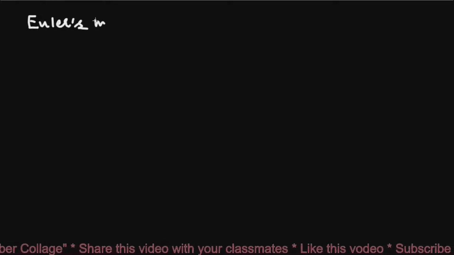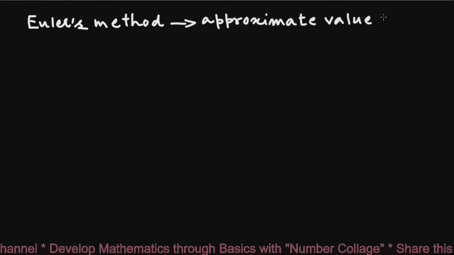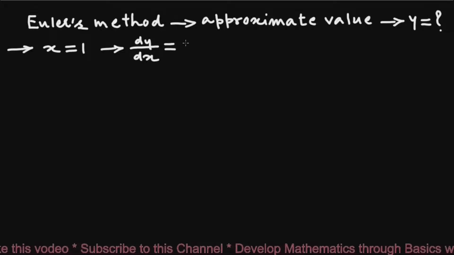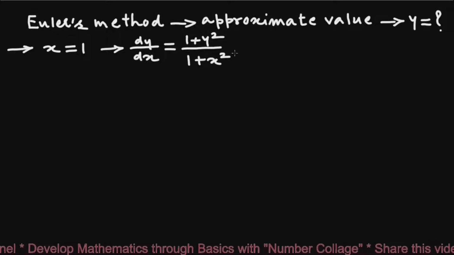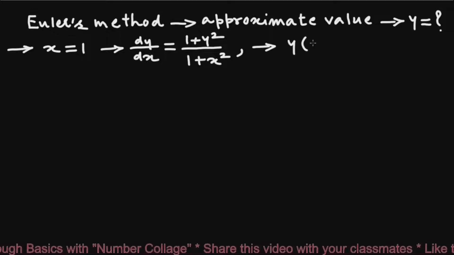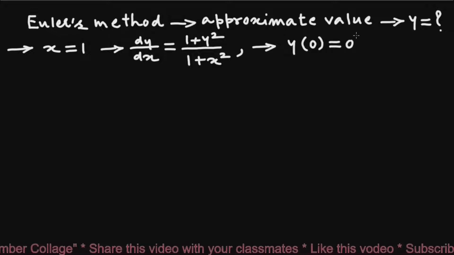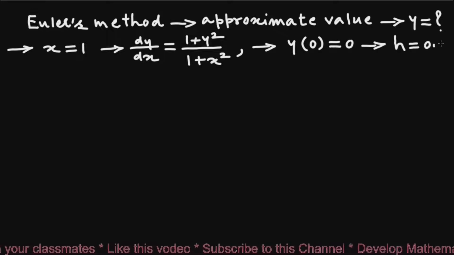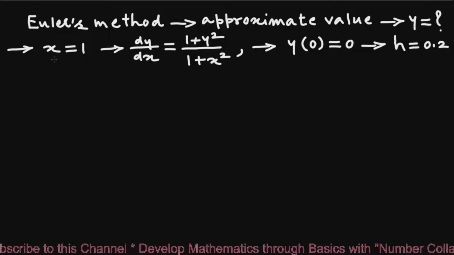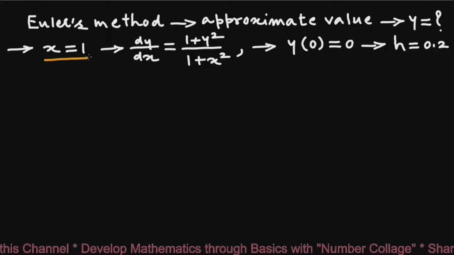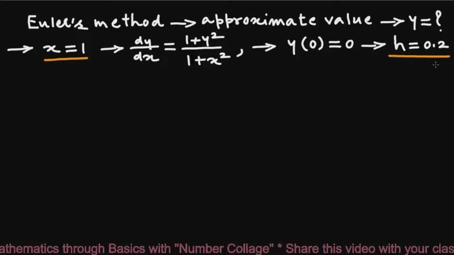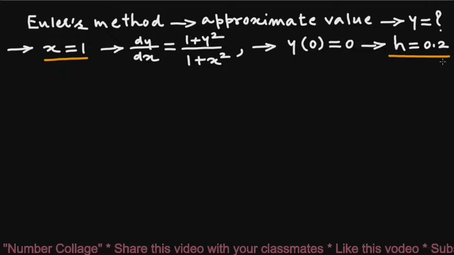In the first problem, we have to use Euler's method to find approximate value of y at x equals 1, where dy by dx equals (1 plus y square) upon (1 plus x square), with y equal to 0 when x is 0, and we have to take the step size h equals 0.2. Since we have to find approximate value of y at x equals 1, and since the step size is 0.2, we will have to perform 5 steps to find the approximate value.